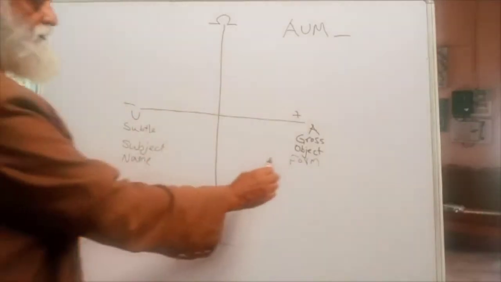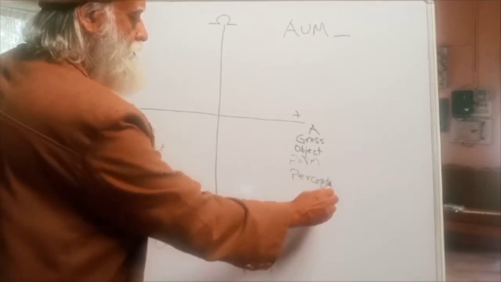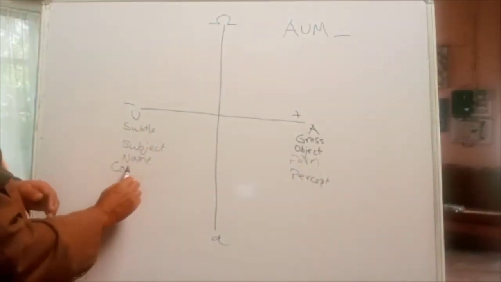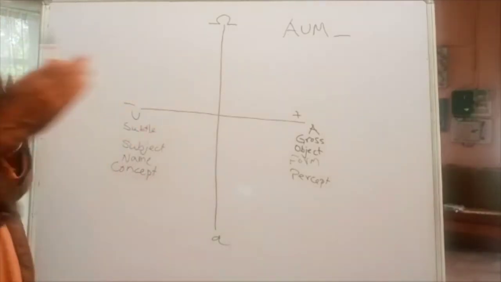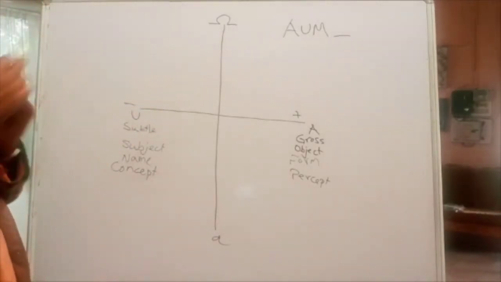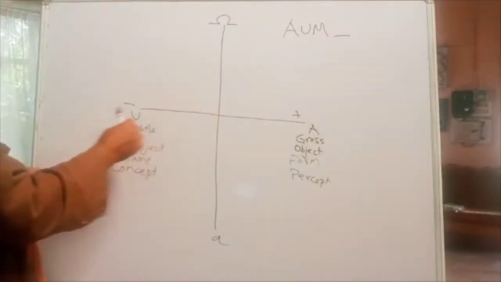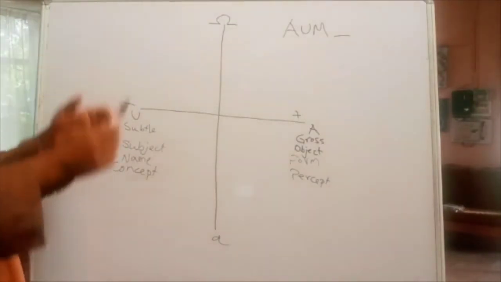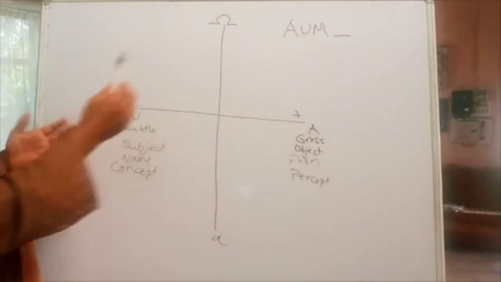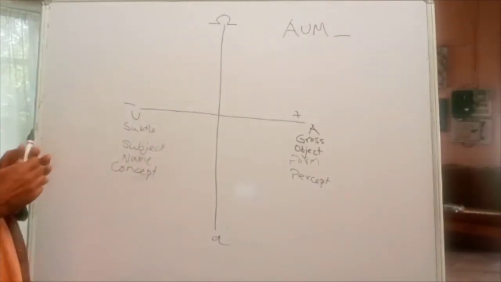So you may say this is the percept, and this is the concept. So this is our Vyavaharic world. When we are dealing with the world of objects, transactions, we are in this realm. Our mind consciousness is moving between the gross object and the subtle subject-object relationship.